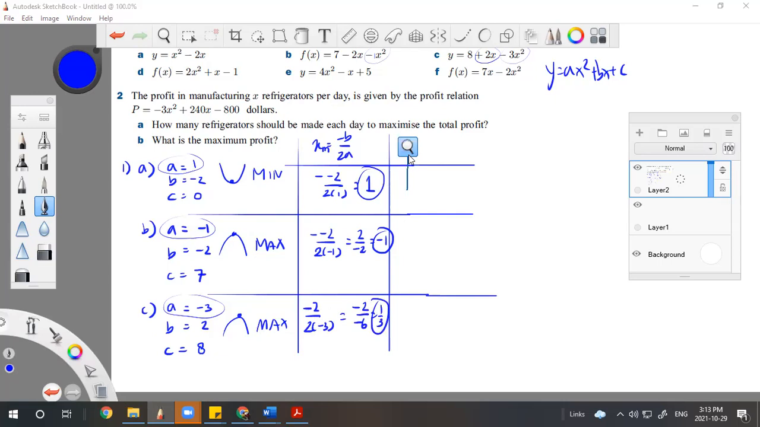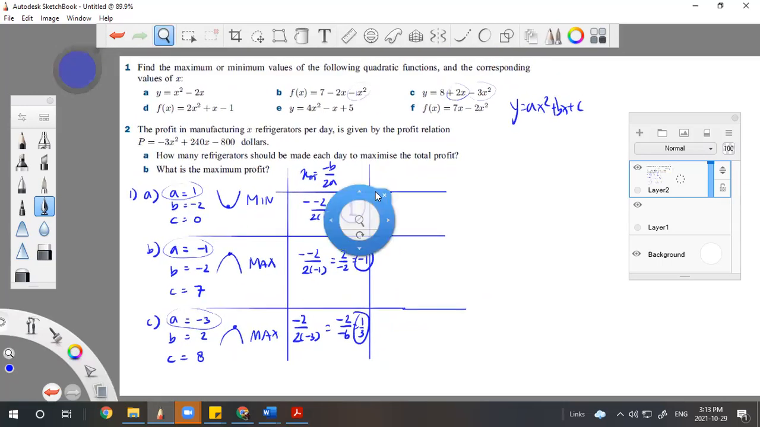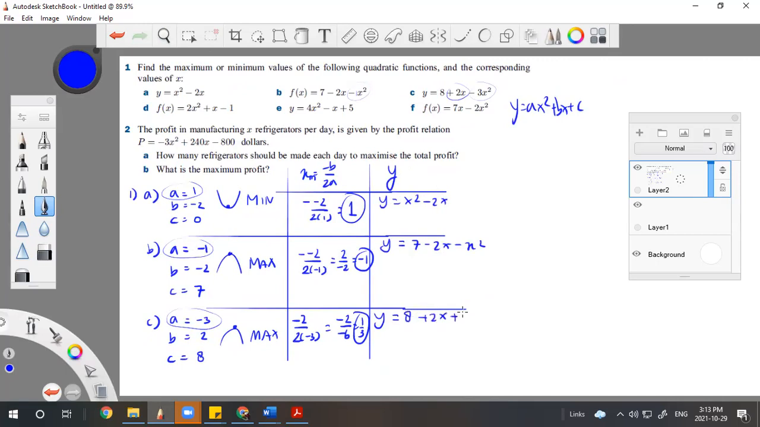After you get the xm, what you next do is try to find the y, right? How do you calculate the y? Just insert into the formula. What is the formula? Here, y equals x squared minus 2x. For question B, y equals 7 minus 2x minus x squared, right? I just rewrite the functions. Let me know whenever you have any questions.